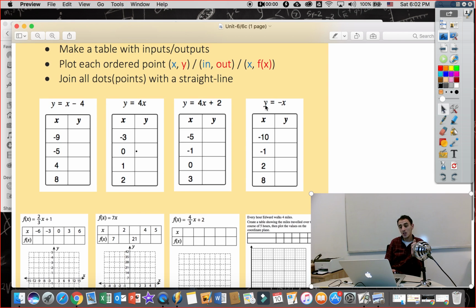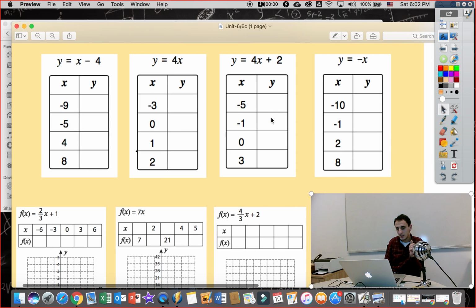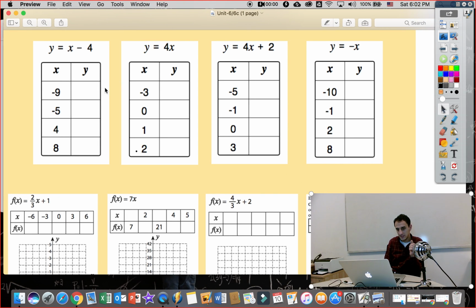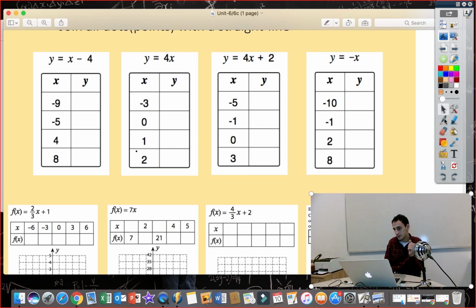So, okay, let's first, in these examples, we have been given some tables, okay, here. We need to complete them. Let's complete the tables based on these functions, or in other words, these rules. Okay, let's do it.